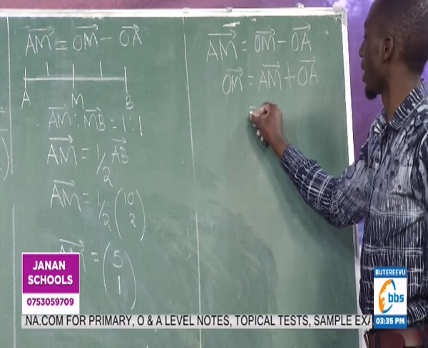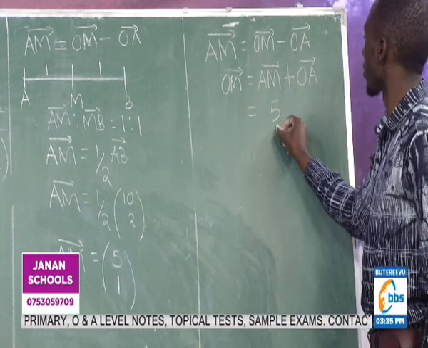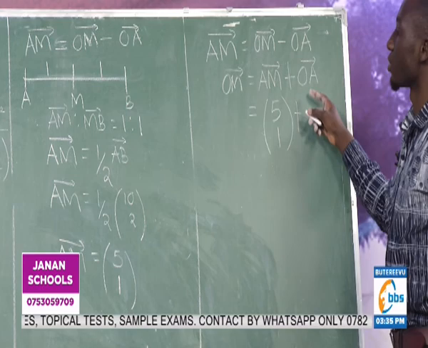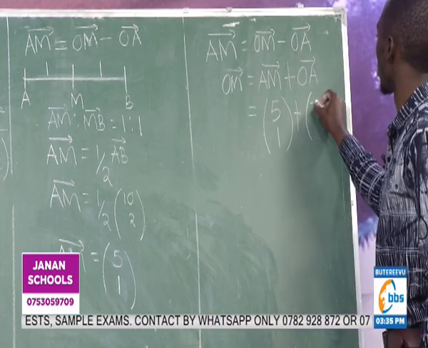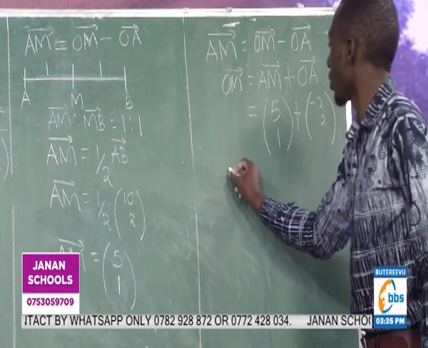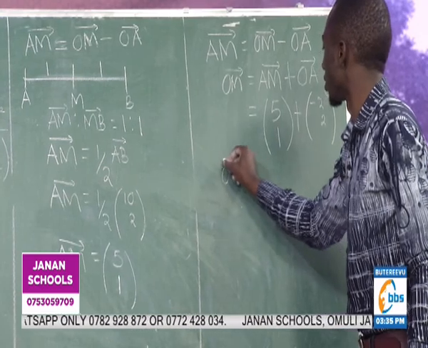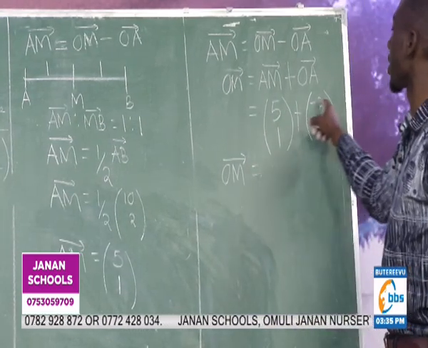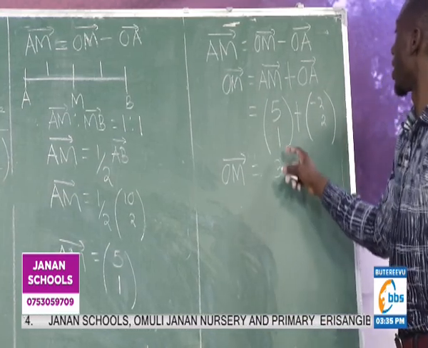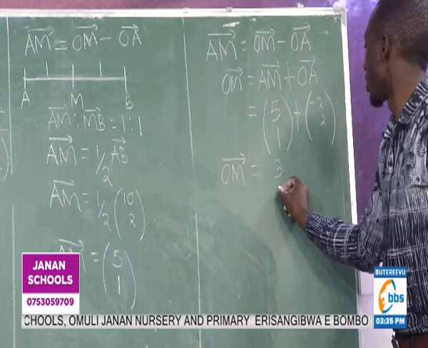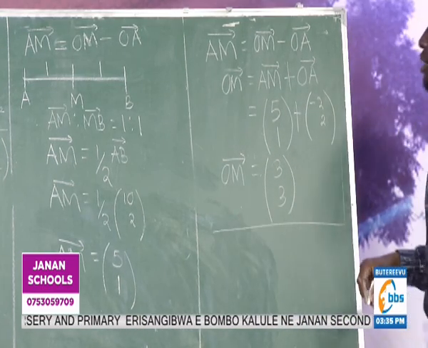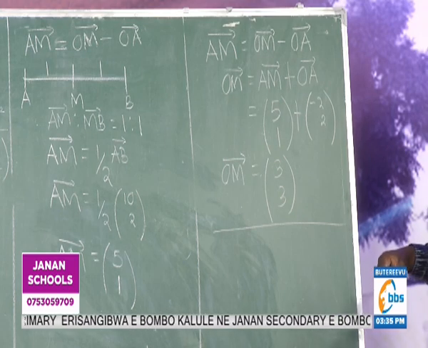So we have already got our AM, which was (5, 1). So I'll be having (5, 1), then plus my OA. My OA was (-2, 2). So we add this up. So my OM becomes, 5 plus negative 2 is like having 5 minus 2, which will give me 3 here, and I have 1 plus 2, which will be 3. So this will be the answer to OM. That will be the answer there.